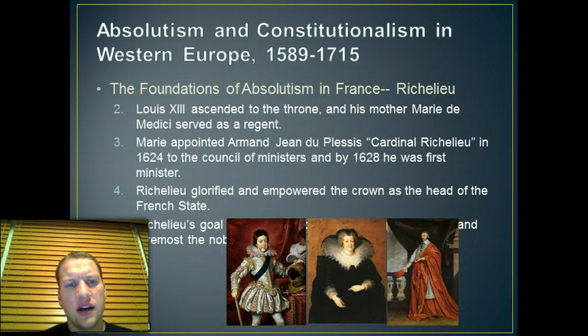But when really looking at absolutism, it's going to really begin with the Louis. Louis XIII, Louis XIV is going to be the greatest of absolutist kings, and then we're going to go to Louis XV, of course, and Louis XVI reigning over the French Revolution. Louis XIII ascends to the throne. However, he was young, so he needed a regent. His mother, Marie de Medici, served as that regent. However, she appointed Cardinal Richelieu in 1624 to the Council of Ministers, and by 1626 he was the first minister. Essentially, Richelieu becomes the effective regent and the effective ruler there.